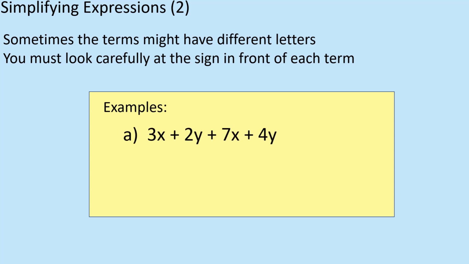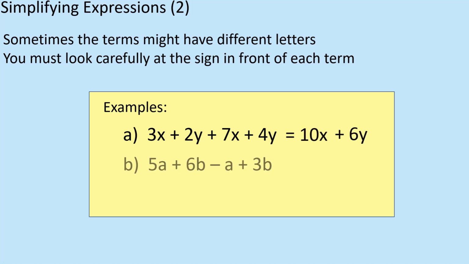Here we go. You can see there's quite a few going on here. First of all, you can see there's x's and y's in the expression. So we're going to bring our x's together. I've got 3x plus 7x. Again, what's in front? That's going to give me 10x. And I've got 2y plus 2y plus 4y, so that's going to give me plus 6y. So I'll have 10x plus 6y.